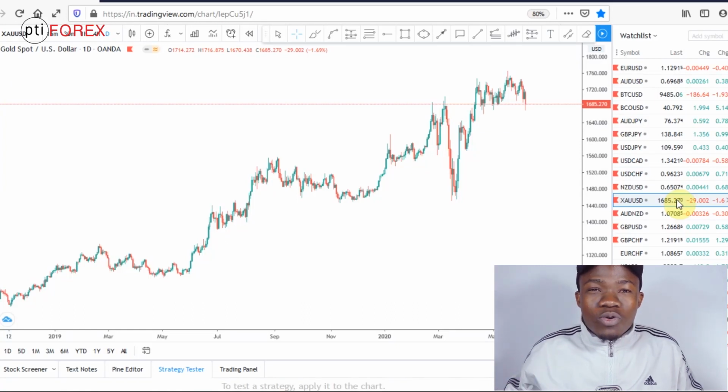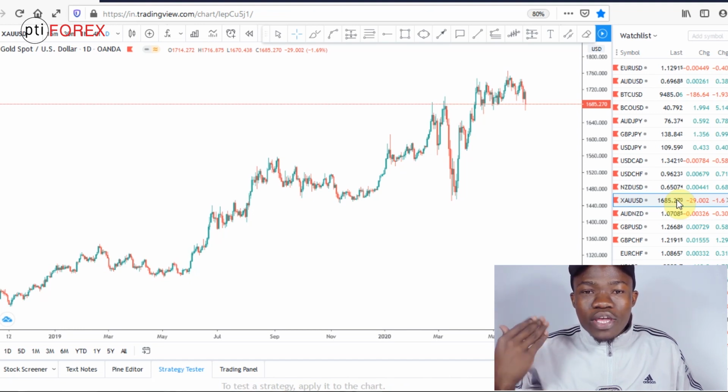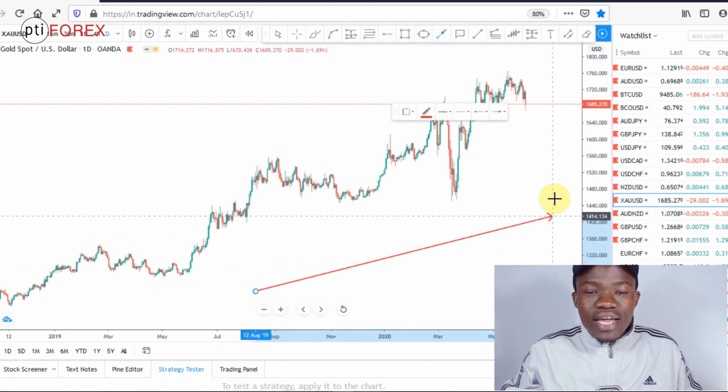Okay, so the first question is, what is trend trading? Simply, trend trading is a simple system whereby you use the market direction to enter and predict your trade. For example, it is focusing on where the market is heading. If you look at my screen, you can see that here the market is heading up.